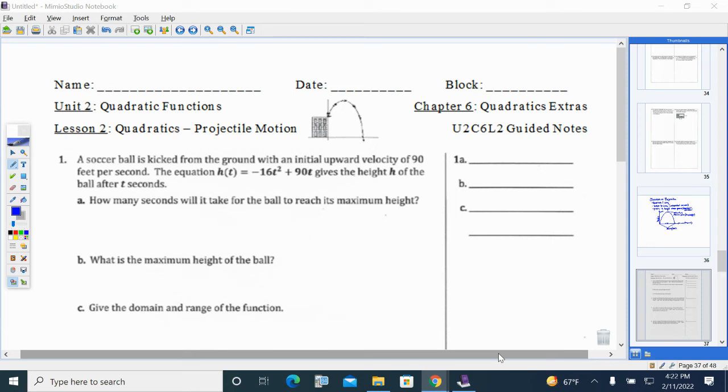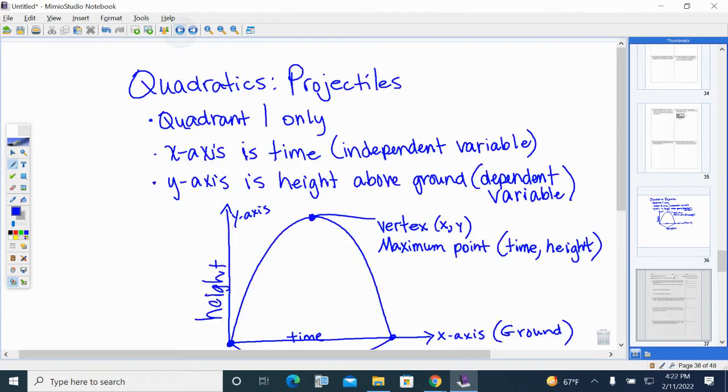This video is on Unit 2, Chapter 6, Quadratics Extras, Lesson number 2, Quadratics Projectile Motion. In this video, we are going to focus on the more application type questions where quadratics and parabolas are concerned. And before I get into the examples, I'm going to add a little something to our notes.